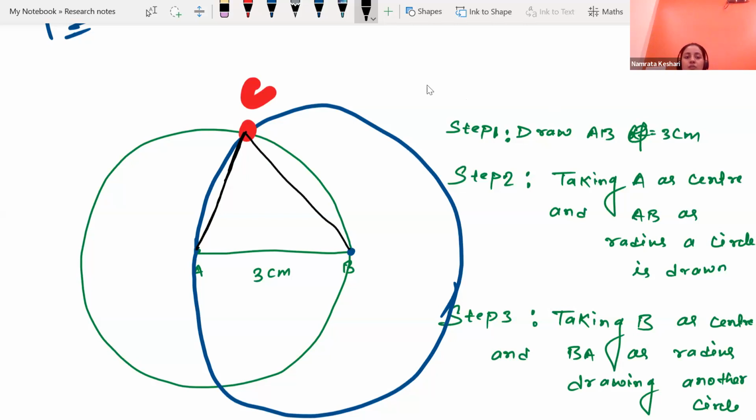Yes or no? Yes, ma'am. Yes, everyone. Can you see it?